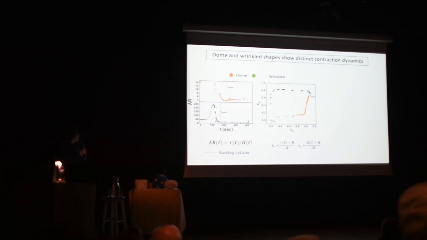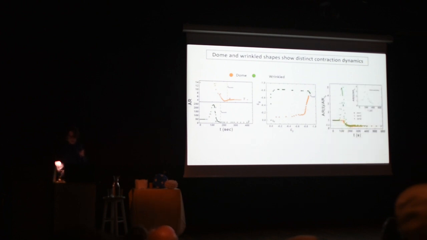For dome shape, what you find is the opposite. They start to contract laterally. You see, the radius gets shorter. Everything is in minus because they shrink. And only then they shrink vertically. Okay, so this is why they have an opposite behavior of the aspect ratio.